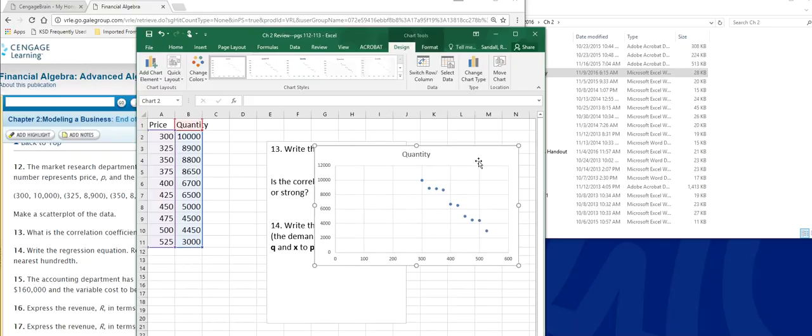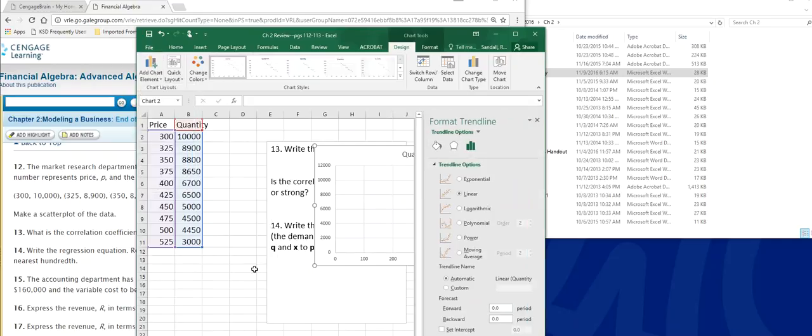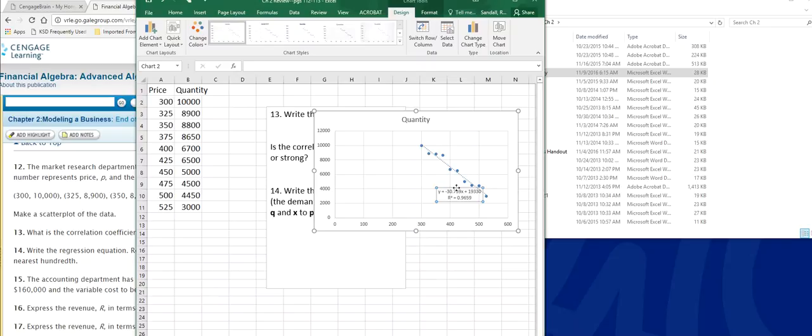Now we need to display the equation on our chart. So we're going to add a chart element, trend line, more trend line options. And if we scroll down over on this side here, we can see display equation and display R squared. Now that shows up on our chart.